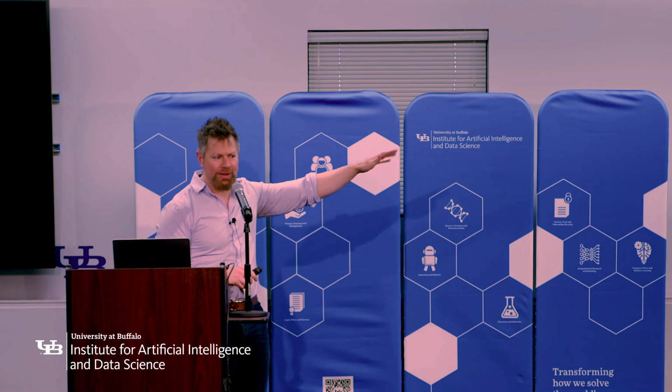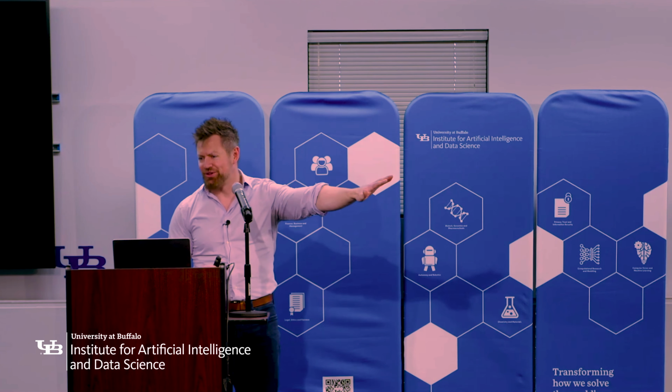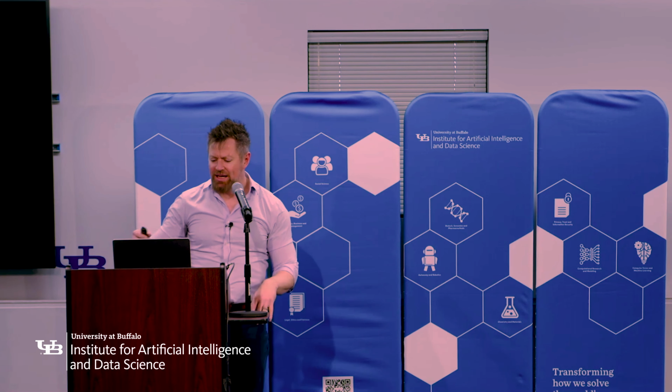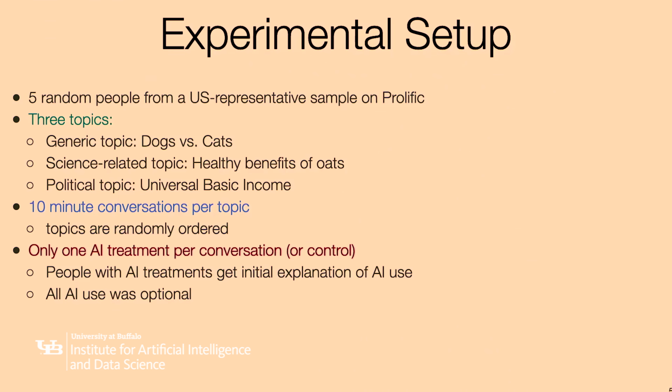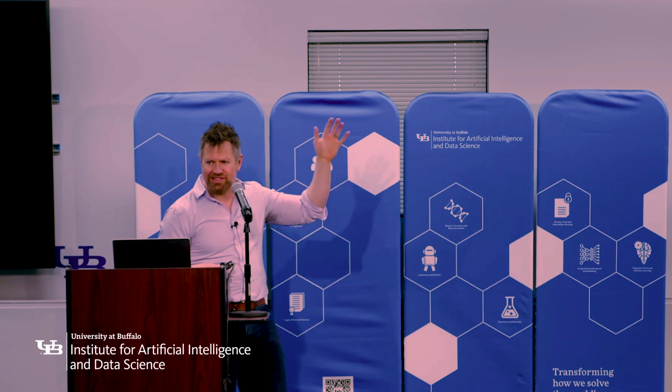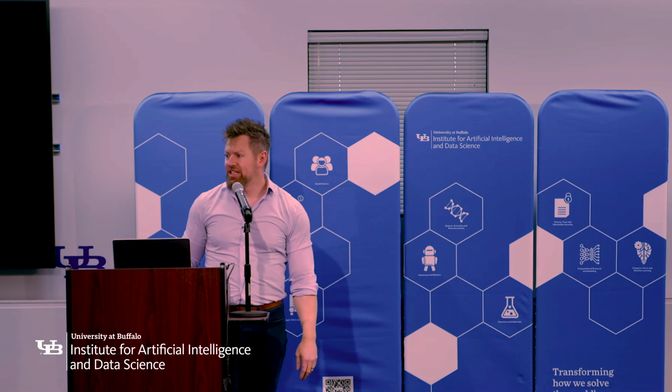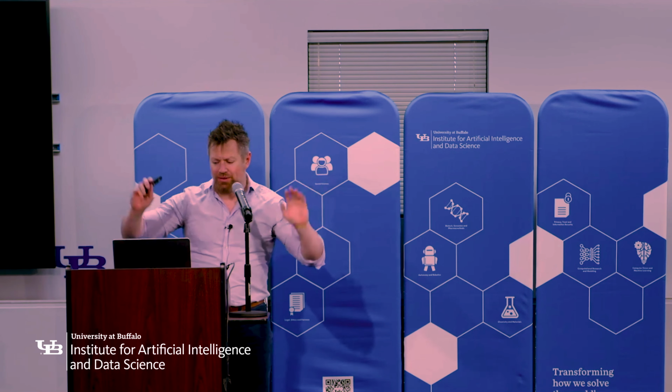The topics are all randomized, so you don't always end your conversation with the political one. And we're only going to have 1 AI treatment per conversation. We'll have a control group as well. Everything was optional. They had to click the button. They could click the button and still not use it. They could edit the responses, so they still had a lot of agency. And all this is instrumented, so it's still tracked somewhere. And we had 680 people in total work with this.